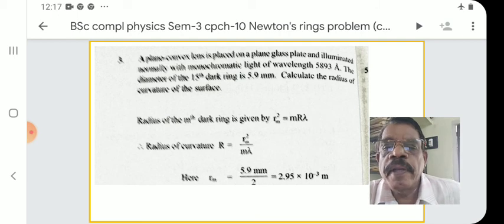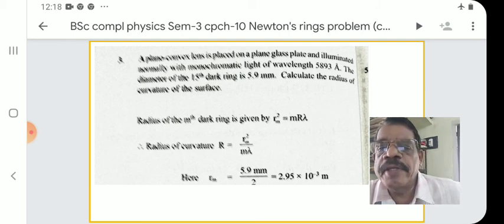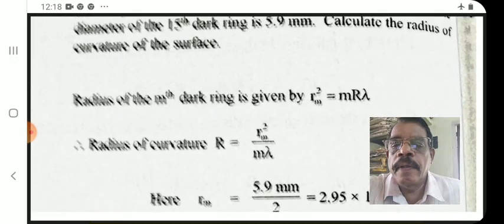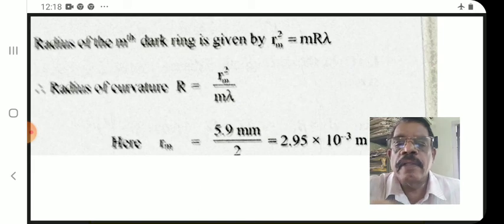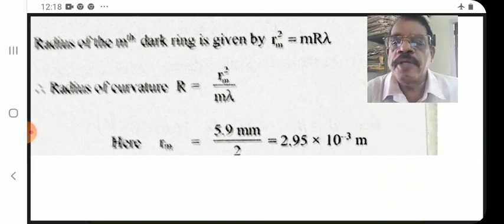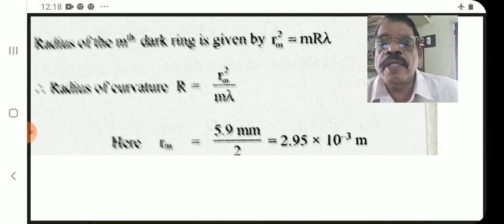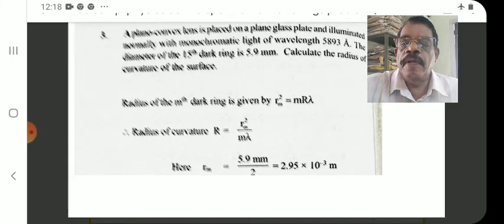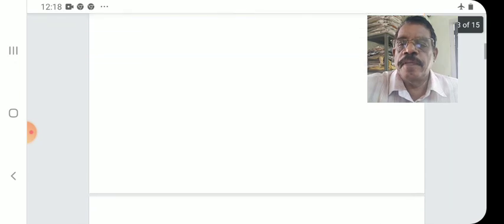Or m r lambda, in any manner you can write. That is m is the order. That is R is equal to r n square by m lambda. r n is diameter by 2, 5.9 millimeter by 2, that is 2.95 into 10 raised to minus 3 meter. That is the radius.